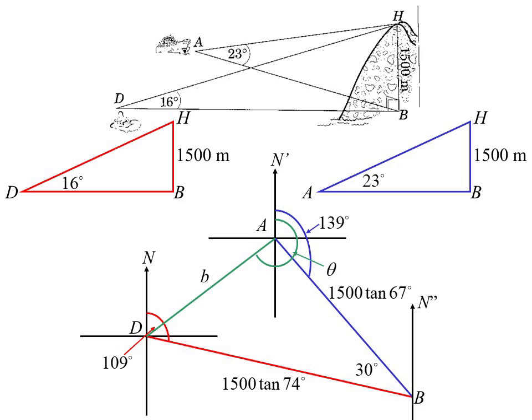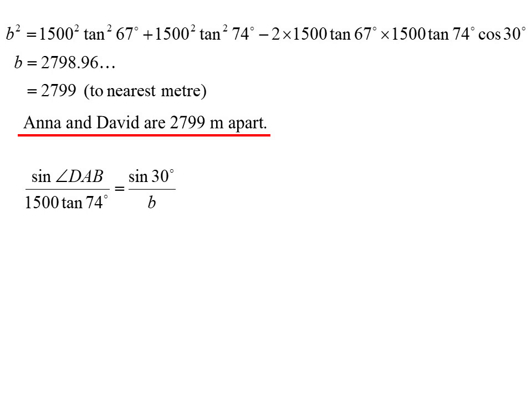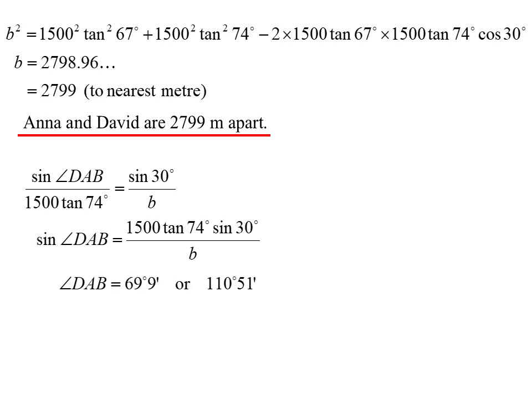Now we've got to find that bearing. We've got to find an angle. Ideally, if we could find that angle, it would be nice. Sine rule. Sine of DOB over 1500 tan of 74 is sine of 30 over B. I didn't write 2799 because that was an approximation. So whatever number that is, if it was the last number I used, it's just going to be an answer button. Otherwise, I could store it in the memory rather than typing the whole thing out again. The sine DAB is that.